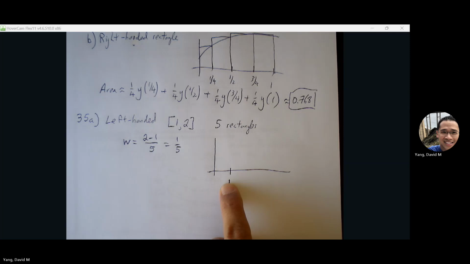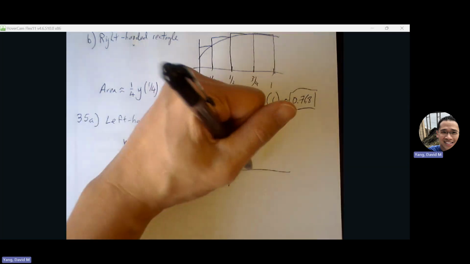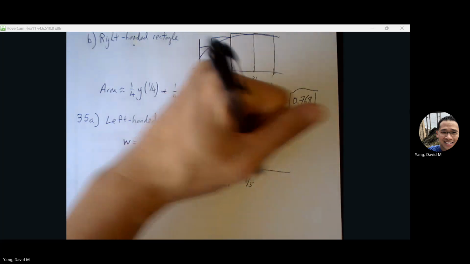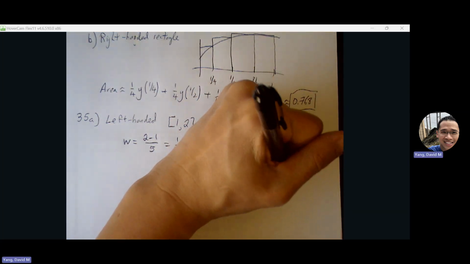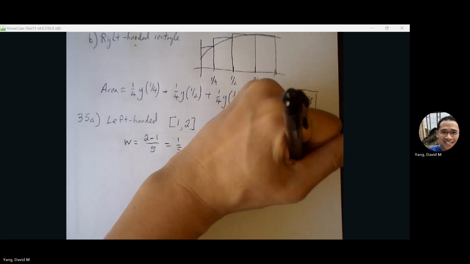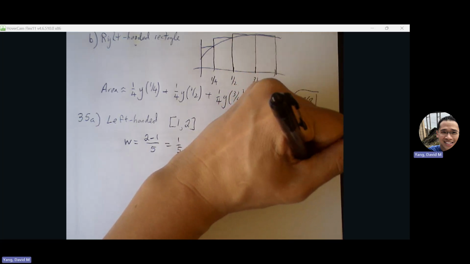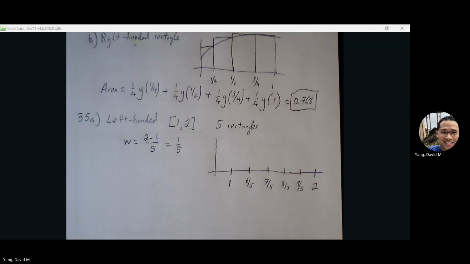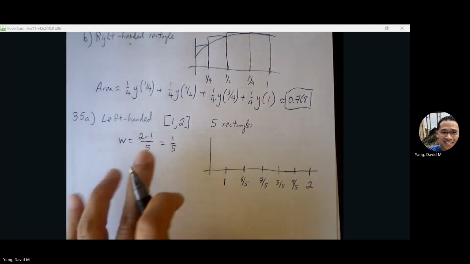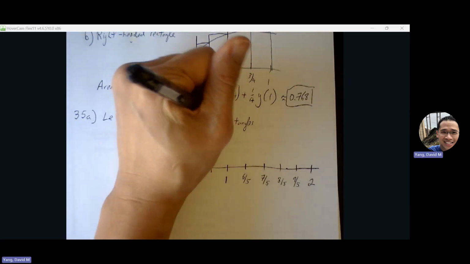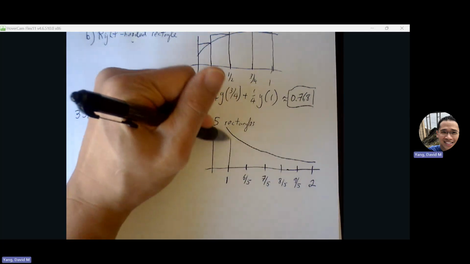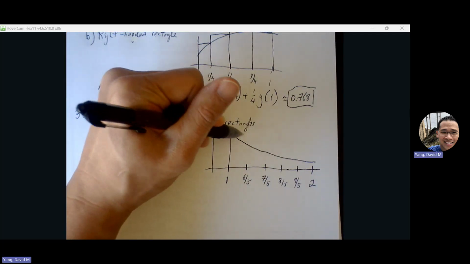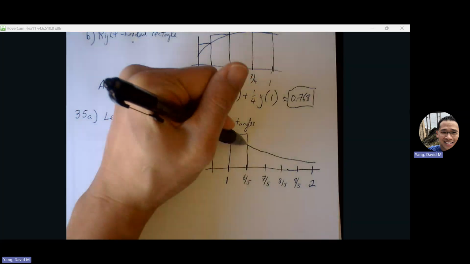So 1 is 5/5. 5/5 plus 1/5 is 6/5. Then 7/5. Then 8/5. Then 9/5. Then 10/5, which is 2. We want to do a left-handed rectangle. Well, the graph looks something like this. Then we want to attach the left corner of each subinterval to the curve.